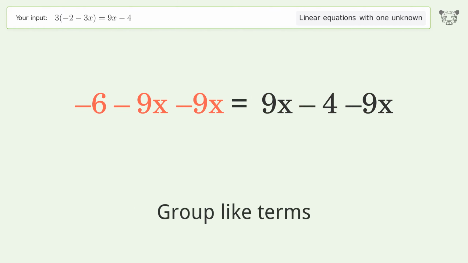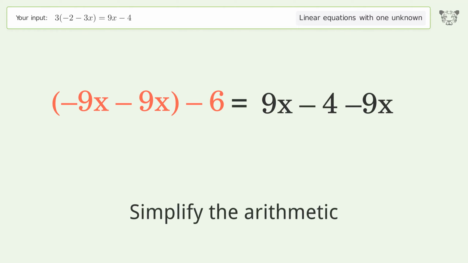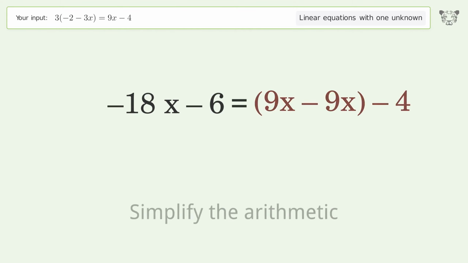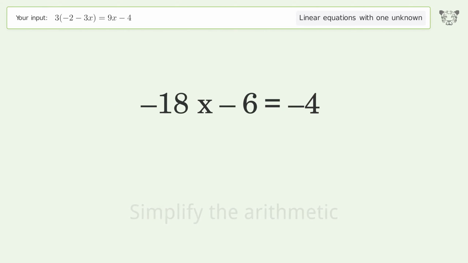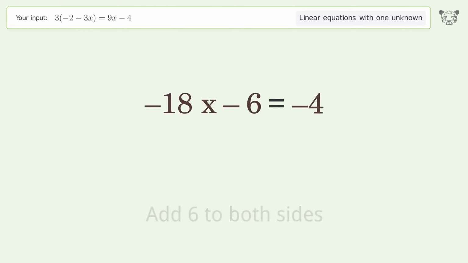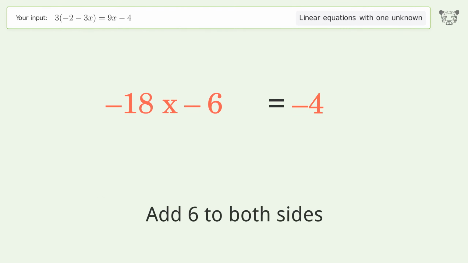Group like terms. Simplify the arithmetic. Group like terms. Simplify the arithmetic. Group all constants on the right side of the equation. Add 6 to both sides.